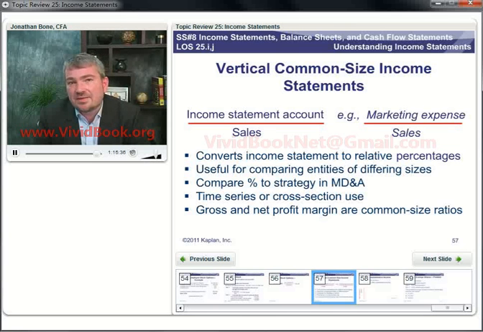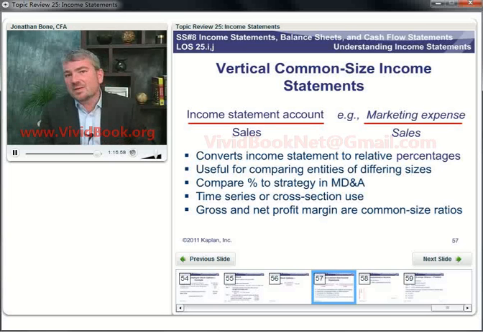Simply, the way we do this is we take the income statement line and divide it by sales. So every item in the income statement is shown as a percentage of sales. For example, if you had marketing expense, it would be marketing expense divided by sales. You'd look at cost of goods sold divided by sales, interest divided by sales. So everything is shown as a percentage relative to the sales.